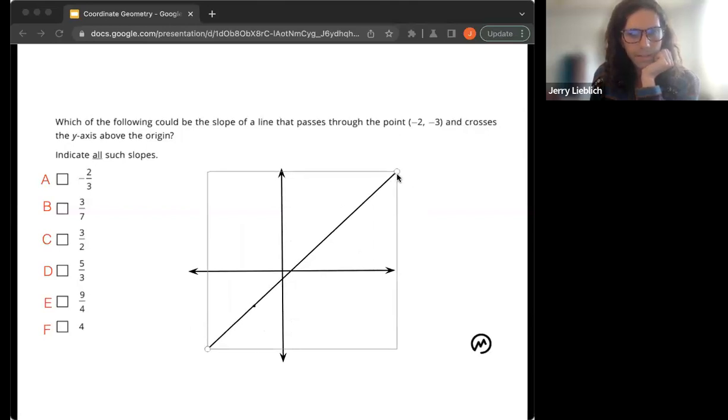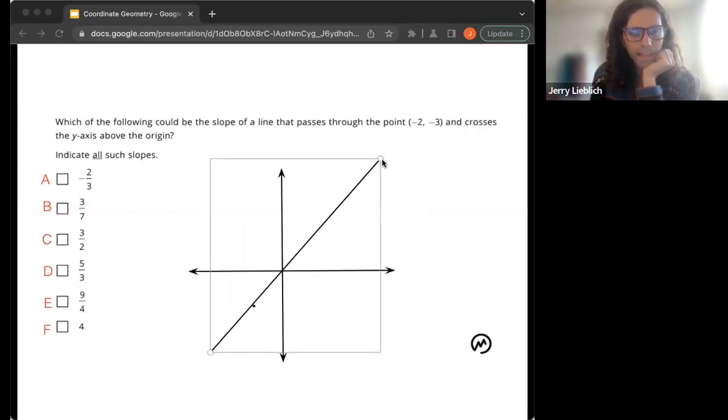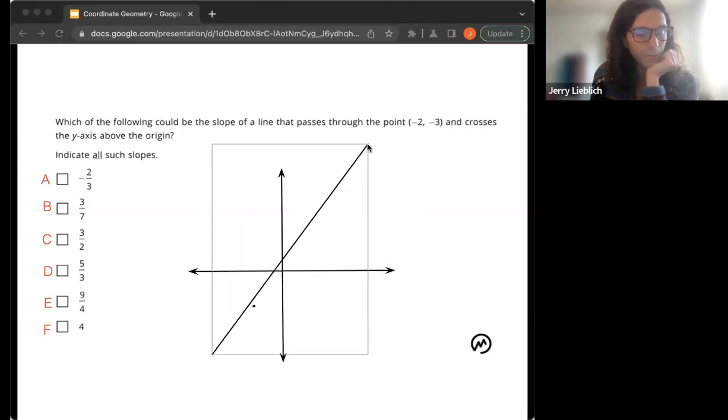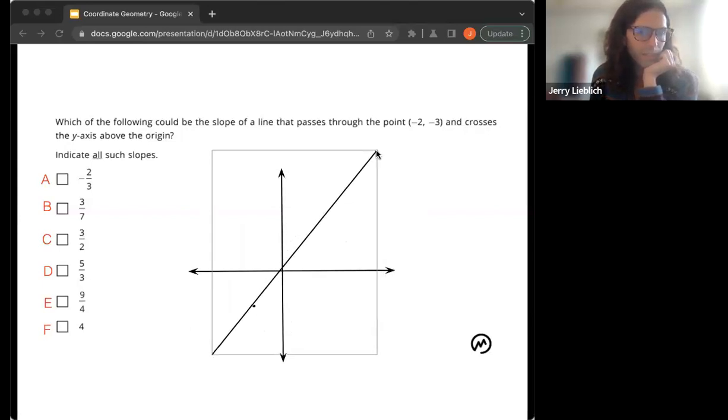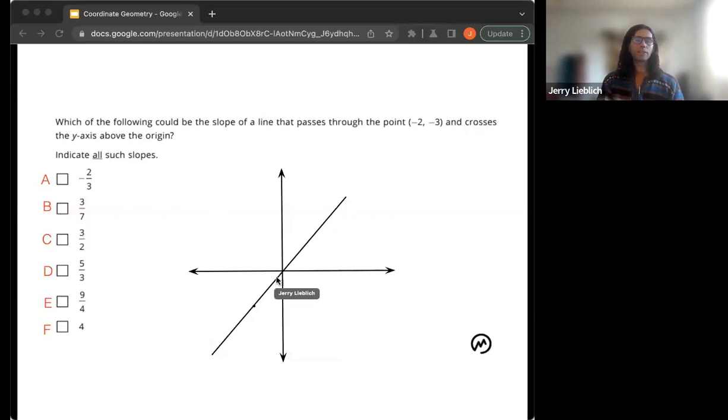And so as I think about this, I would say, okay, I know it goes through this point, and it's got to go through a point more than 0, 0. That doesn't mean it has to go through 1, 0. Just that the y-intercept has to be greater than 0. So my strategy here is I want to figure out what would be the slope if it went through 0, 0, and then know that it has to be greater than that.